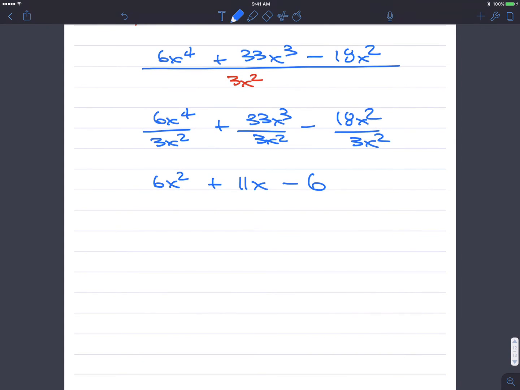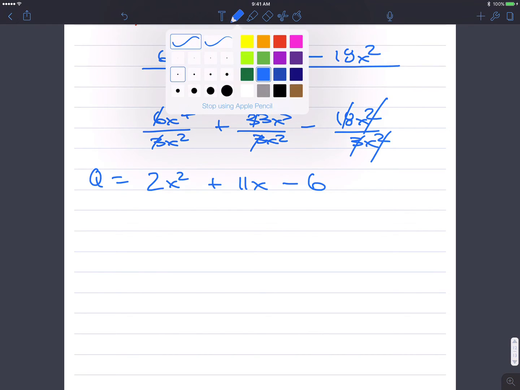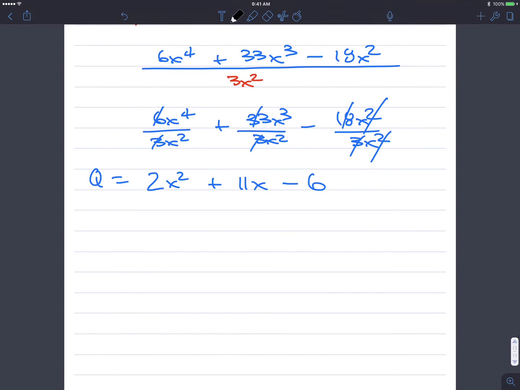What do you guys think? Is that right? 6 over 3 is 2, right? Wait a minute. Ah, it's supposed to be a 2. Thank you. 6 divided by 3 is 2. 33 divided by 3 is 11. 18 over 3 is 6. And then, you get your x squareds canceling, and then you get your power of x here. Look at, subtract your powers. 3 minus 2 is 1, and 4 minus 2 is 2. Okay, here's the quotient.